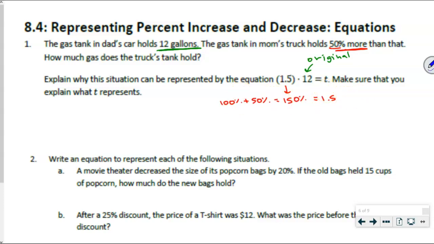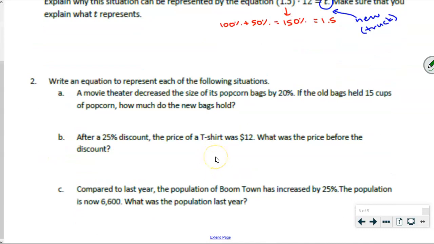And in the end, what is it equal to? Do we know? No, because that is the new amount, or in other words, it's the amount that's in the truck. So we were comparing the truck to the car, so the original amount is the car. The new amount is the truck. With that in mind, we're going to finish up here. Let's write an equation for A. That's all we're going to have time for.